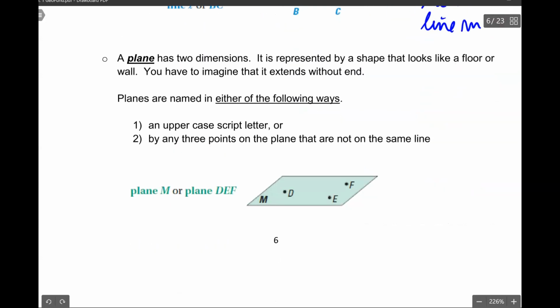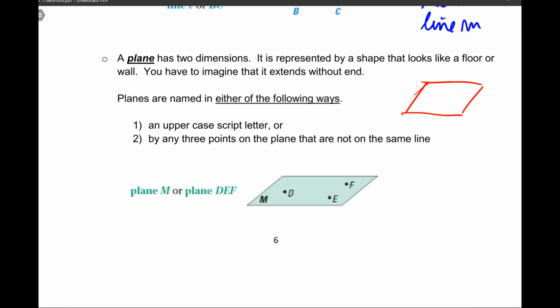A plane has two dimensions. It's represented by a shape that looks like a floor or a wall. You have to imagine that extends without an end. So a lot of times in your math books, you're going to see this little square shape. But it doesn't mean that this is all that's defined. It actually goes in all directions. So it's just like the screen you're looking at, except if it would extend in all directions.